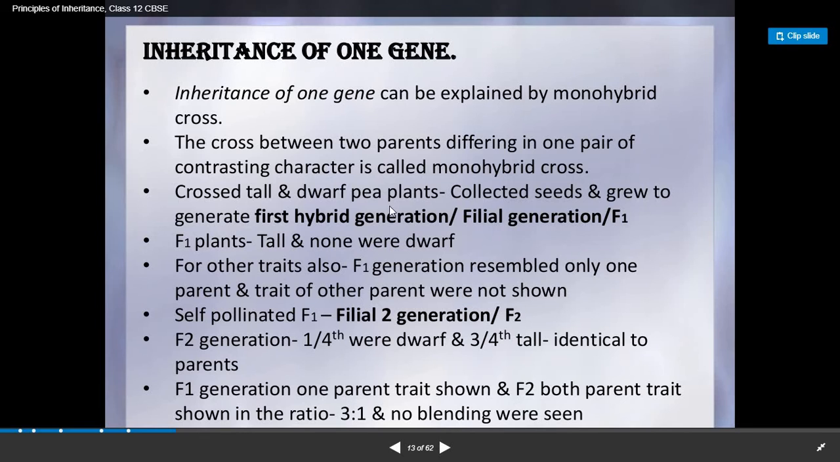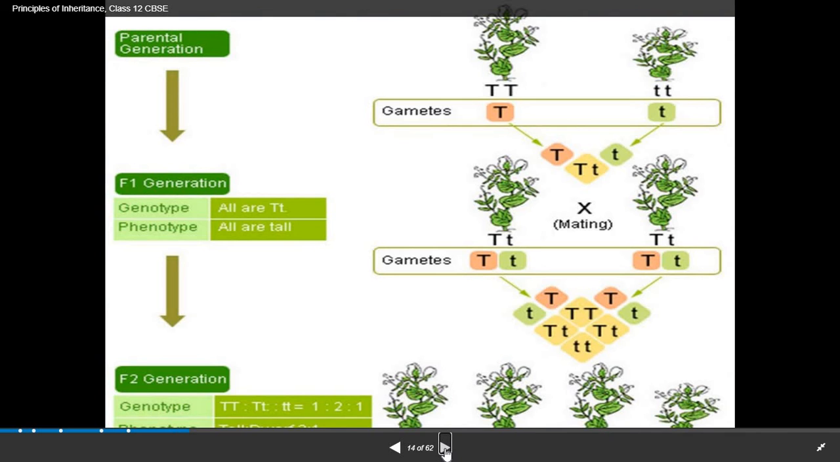So as a result of the monohybrid cross, the result was 3:1, that is 75% were tall plants and 25% were dwarf plants. This was the monohybrid cross.